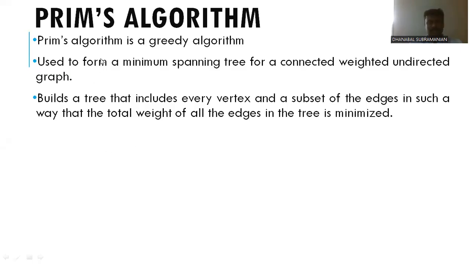Prim's algorithm is also called a greedy algorithm. It is used to form a minimum spanning tree for a connected weighted undirected graph. It builds a tree that includes every vertex and a subset of edges in such a way that the total weight of all the edges in the tree is minimized.